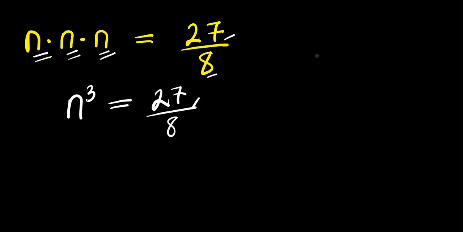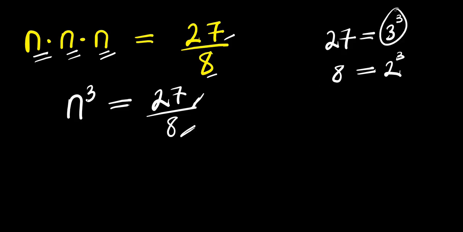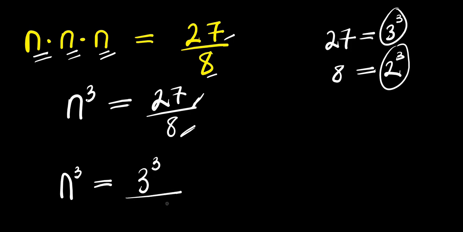Now, if you consider 27, you know that 27 equals 3 to the power of 3. That's 3 times 3 times 3. And also, if you consider 8, you know that 8 equals 2 to the power of 3. That is 2 times 2 times 2. We are trying to express the 27 and the 8 in this form so that the exponent will be the same. That is 3, 3, and 3. So let's replace them here. We are going to have n power 3 equals 27 is 3 power 3 divided by 8 is 2 to the power of 3.